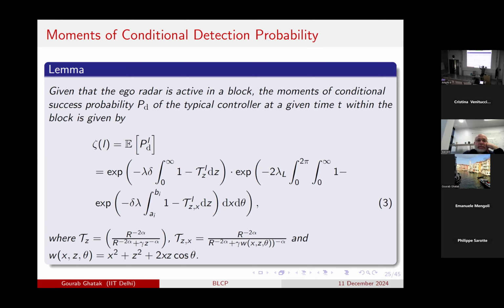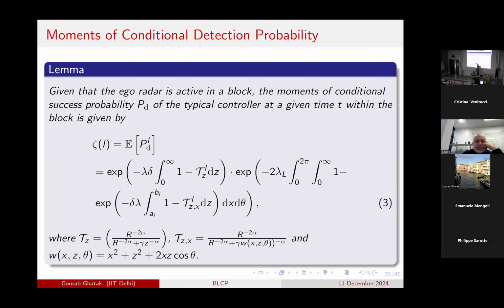This expression, again, is a bit complicated because of two lines, but we can follow it. The first expression corresponds to the noise. It's the typical probability generating functional for the Poisson point process. It's not the noise. It's the line in which you are present.